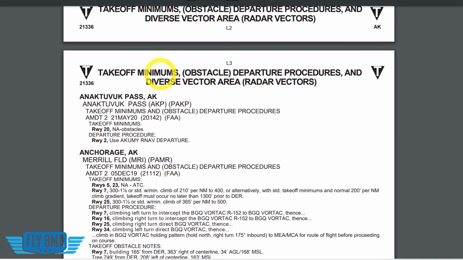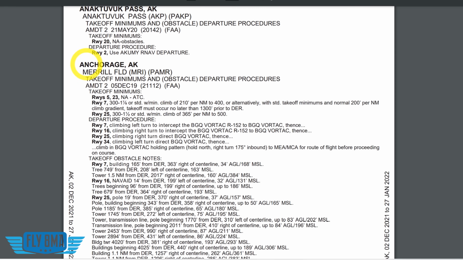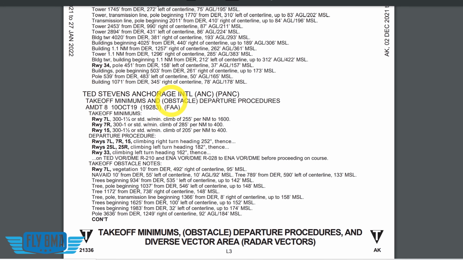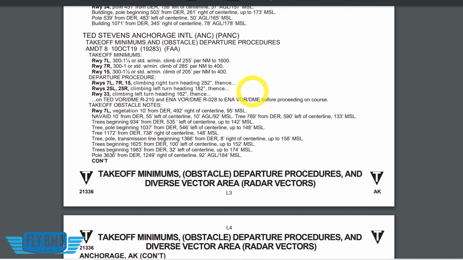All right, in the takeoff minimums, obstacle departure procedures, and diverse vector area or radar vectors part of the instrument approach procedures, we can see we have that little upside down T triangle there, so we know we're in the right section. Don't get confused here. Anchorage, Alaska doesn't mean we're in the right spot. That's actually for Merrill Field, MRI, a different airport altogether. We want to come down there and find Ted Stevens Anchorage International, also located in Anchorage. And we can see correct airport, PANC, sounds good to me.